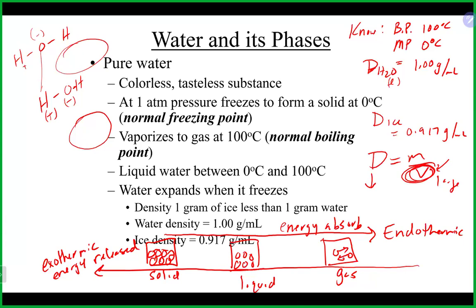Because in the liquid water stage, even though they're still held together by the same sort of strong intermolecular force, they have a little bit more energy. So they're able to kind of move themselves a little bit closer to one another. It doesn't create these big open spaces between them.